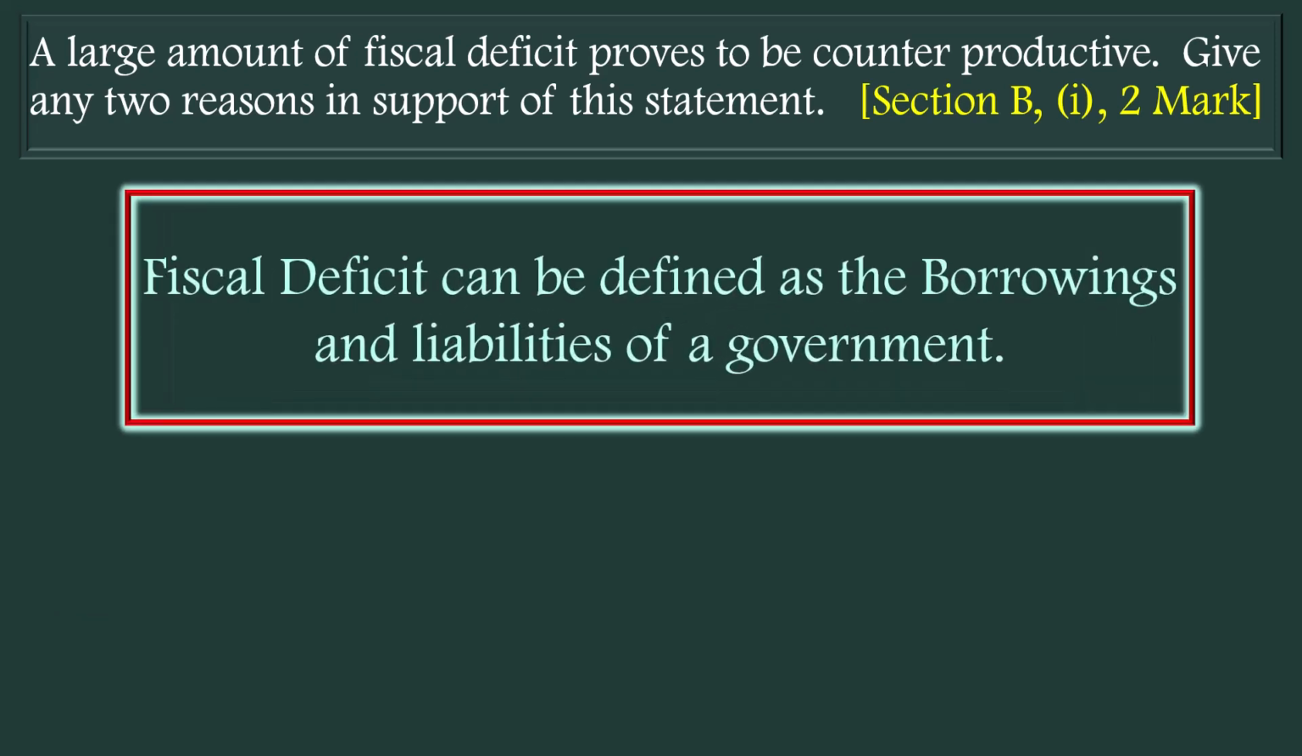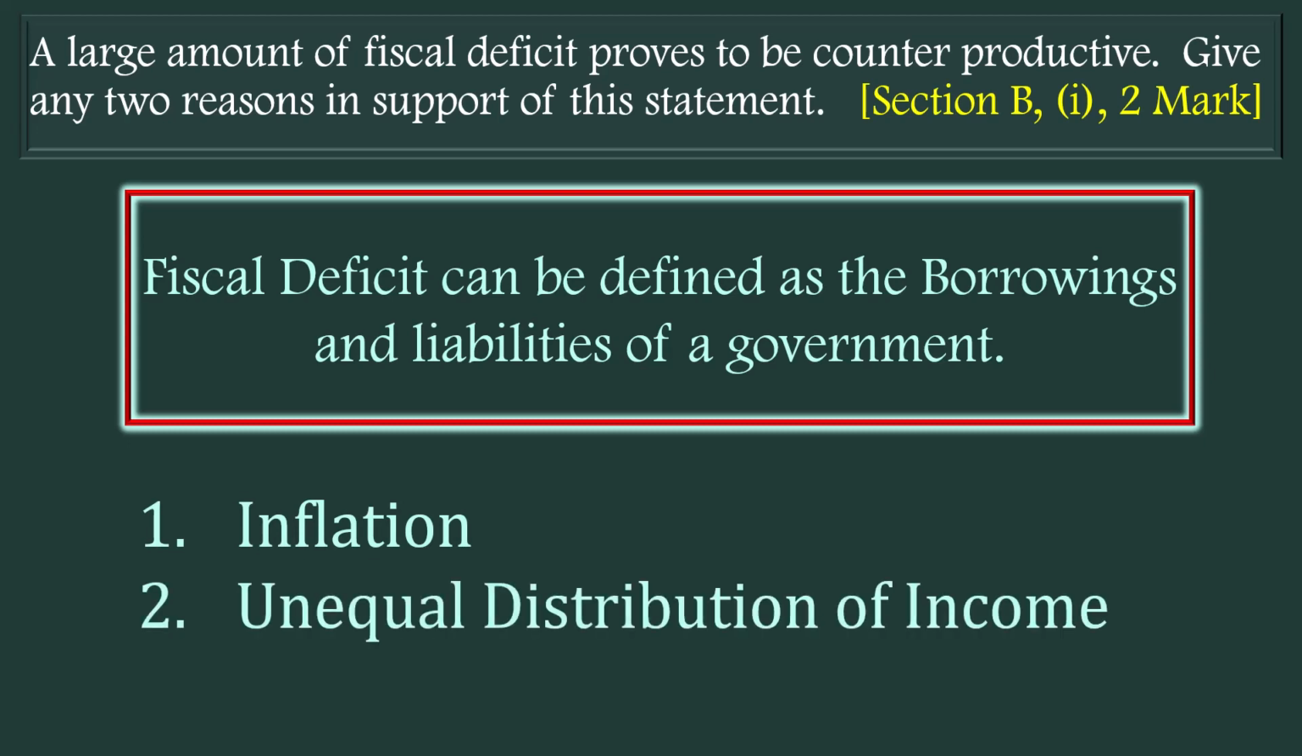Fiscal deficit can be defined as the borrowings and liabilities of a government. A large amount of fiscal deficit proves to be counterproductive because 1. It leads to the onset of inflation, and 2. It results in unequal distribution of income.